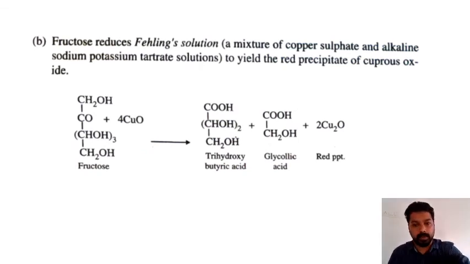Similarly, it reduces copper from the plus 2 state to the plus 1 state, cupric to cuprous oxide. You will get a red precipitate of cuprous oxide. So fructose reduces Fehling's solution. Fehling's solution is a mixture of copper sulfate and sodium potassium tartrate. The copper in this solution is in the plus 2 oxidation state, and that copper is reduced to plus 1 cuprous oxide. So both glucose as well as fructose are reducing sugars.